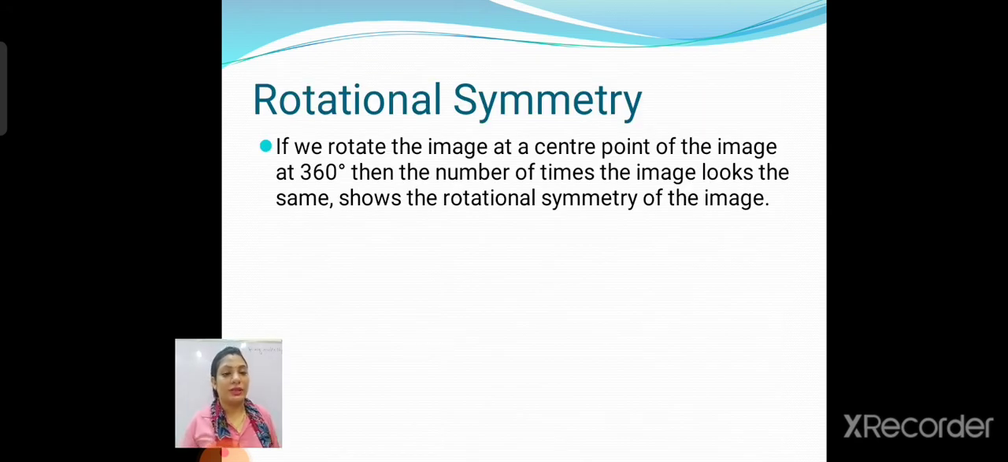Rotational symmetry. If we rotate the image about the center point of the image through 360 degrees, then the number of times the image looks the same shows the rotational symmetry.